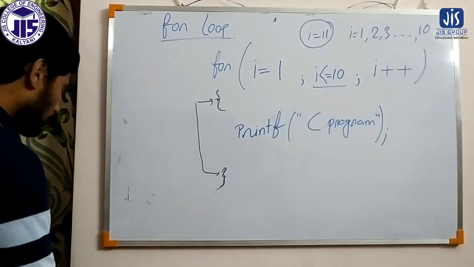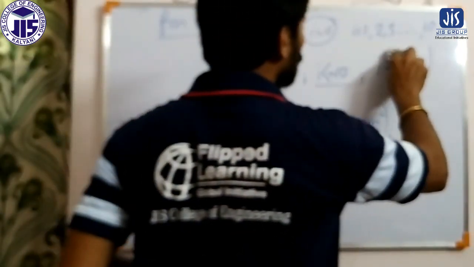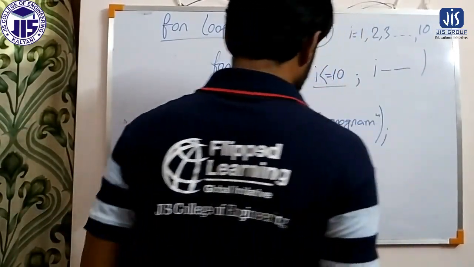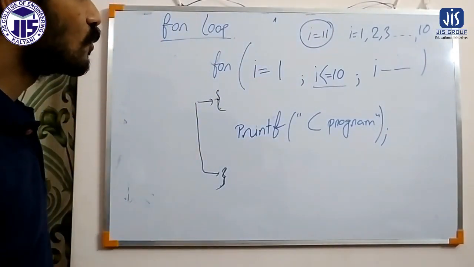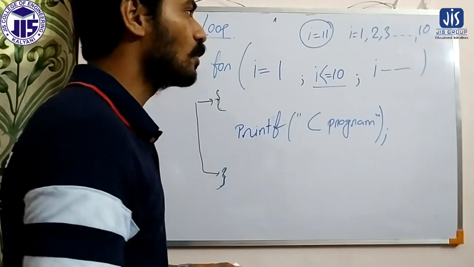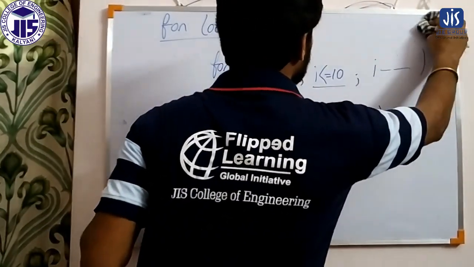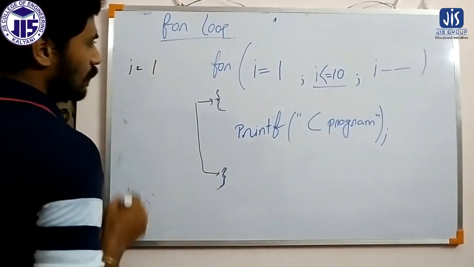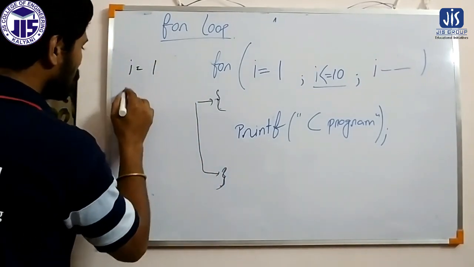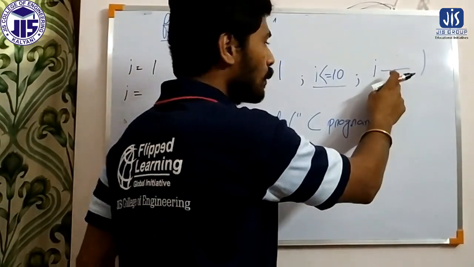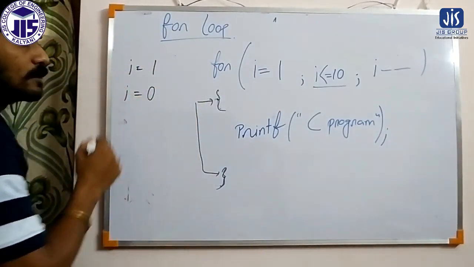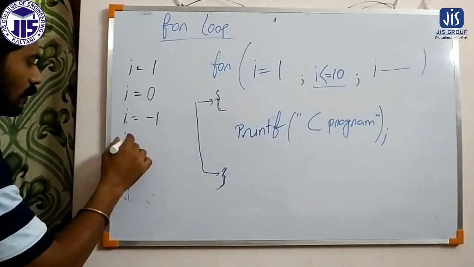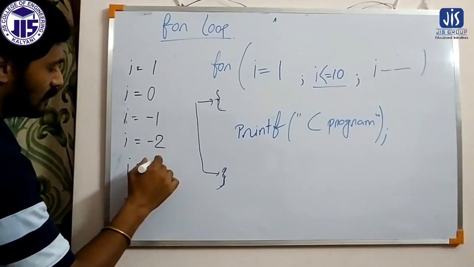Now I am just changing this I plus plus into I minus minus. Now we are performing a decrement operation, no more increment. So when will the condition become false? Here the initial value of I is 1. What is the next value of I? We are performing decrement, so the next value of I will be 0. Another decrement, it will be minus 1, then minus 2, minus 3, and so on.